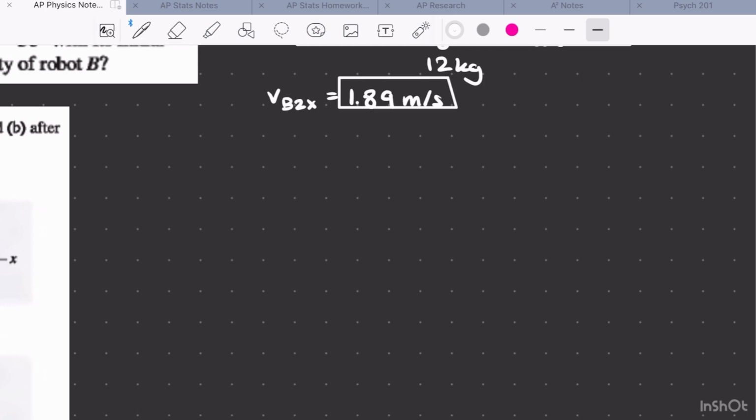Okay, next we do the same thing, but we do the mass times the initial velocity, but this time in the y direction, plus the mass of robot B times its initial velocity in the y direction, which for both of them is 0. Then we set that equal to our mass of robot A times its final velocity in the y direction, plus the mass of robot B times its final velocity in the y direction as well.